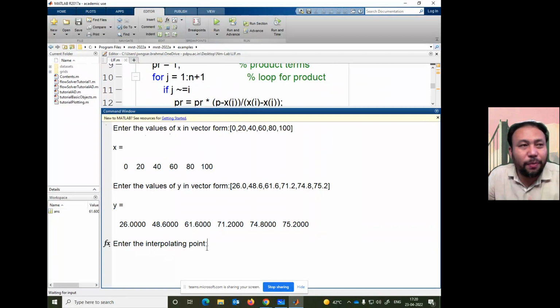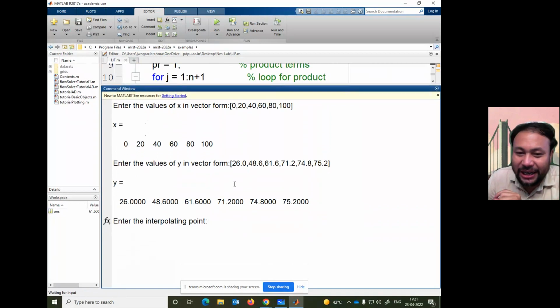Enter the interpolating point. How can I cross-check that my coding is running perfectly? Just put the value of x, suppose 20. If I put 20, I should get 48.6. Means I can cross-check myself. Enter the interpolating point means it is asking the value of p, at what point you want to find the interpolation of the given data set. How can I cross-check? The better option is to just put the value of x which is given to you, then I can get the corresponding values here.